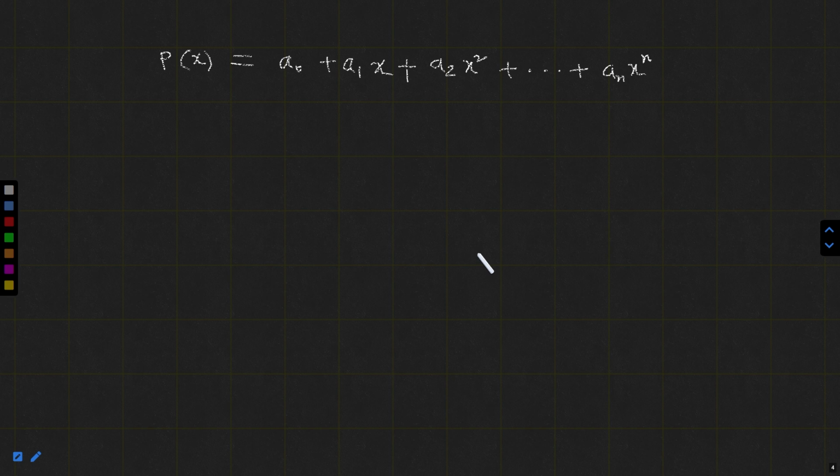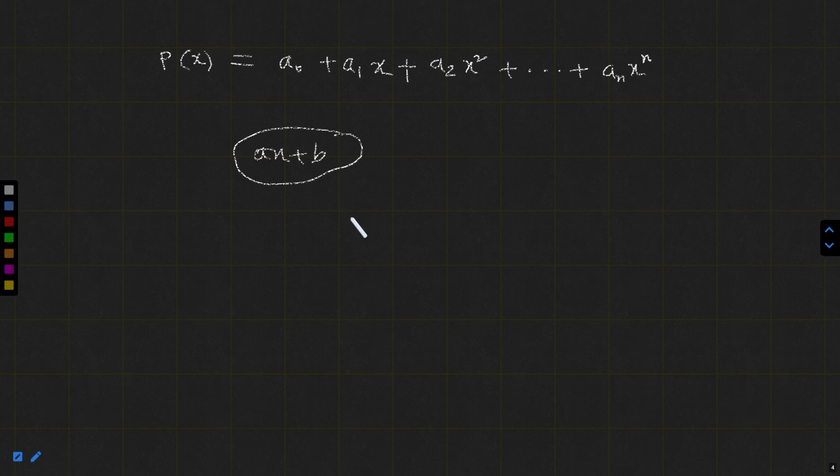In class 9, you have studied that there are many types of polynomials, like linear polynomials, quadratic polynomials, cubic polynomials. A linear polynomial is in the form ax plus b. So this expression ax plus b is called a linear polynomial.